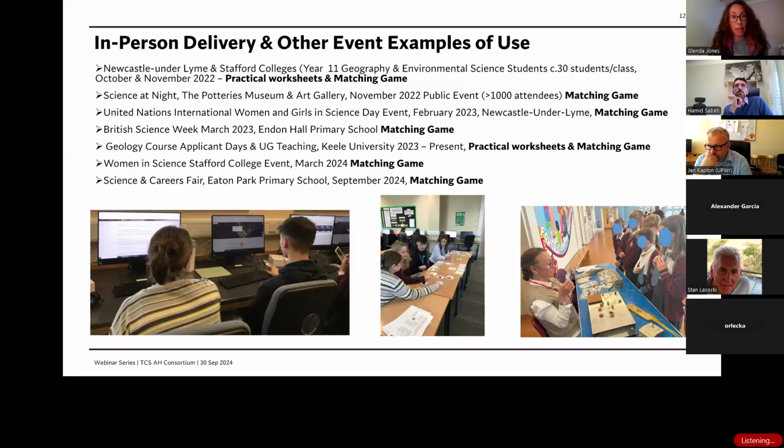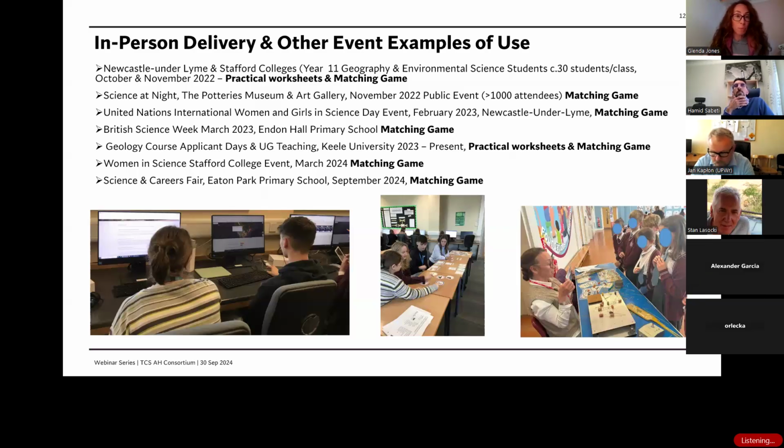Some of these events include the Science at Night event, which was run at the Potteries Museum and Art Gallery in November 2022. That was a public event where local universities were asked to participate and hold a stand showing some of the research that had been undertaken at that research institution. Over 1,000 people attended, so it was quite a big event, and the matching game was a great thing for people visiting the stand to get involved and look at those graphics. I had families doing it, children with their parents, but also anyone that came to the stand essentially.